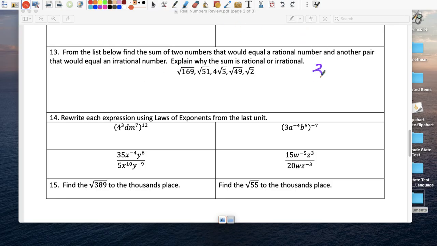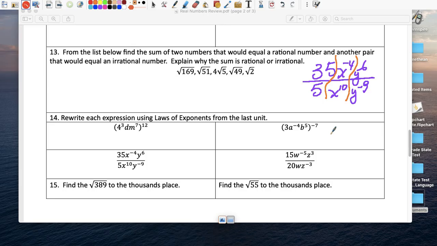The second one, right on top, 35 x to the negative 4th, y to the 6th, 5 x to the 10th, y to the negative 9th. Okay, I'm going to take different colors, and I'm going to break this into 3 parts because I see it in 3 parts. The x's, the y's, and the 35 over 5. So that's 35 over 5. You put that in your calculator as it is. It just means 35 divided by 5.